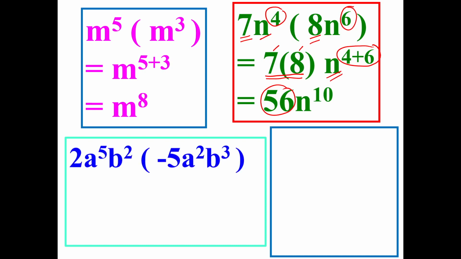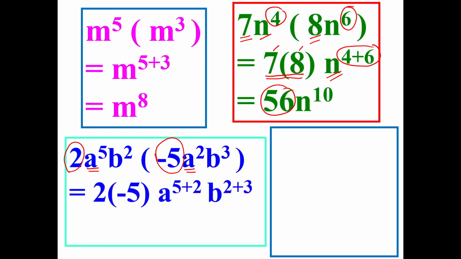What about this one? What is 2 times negative 5? Negative 10. Okay. What will you do with the variable a? We copy this, right? So this is now negative. Look at the solution. I multiplied 2 and negative 5. I added 5 and 2 for variable a. For variable b also, I added 2 and 3. I copied the variable b and I added 2 and 3. So, meaning, I multiply 2 and negative 5, that will give us negative 10. Am I correct?